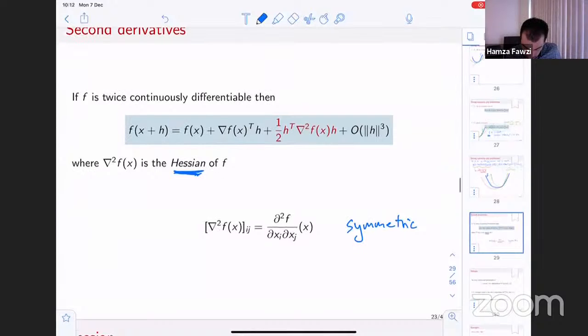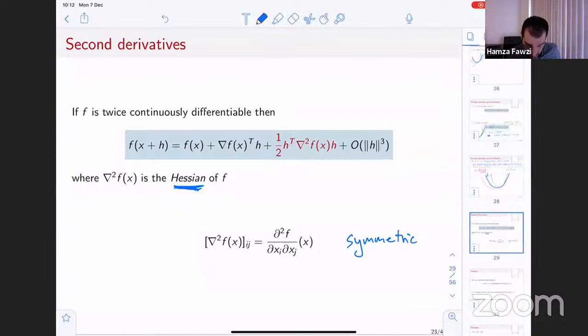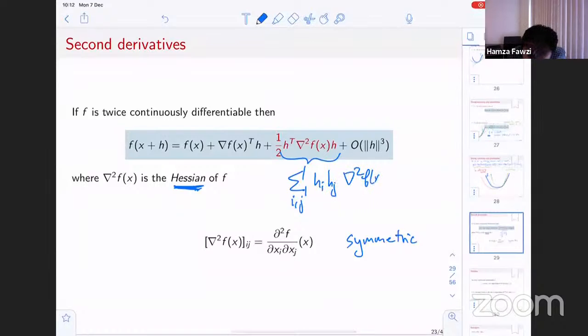So if I expand this term, just to be completely explicit, this is just the sum over all ij of hi hj times the Hessian entry ij. Obviously, if you're in one dimension, that's just h squared times the second derivative of f. But this is for multivariate functions, which is something that we will study.